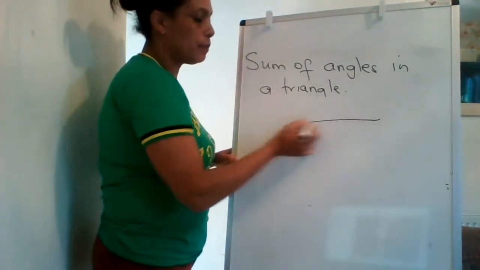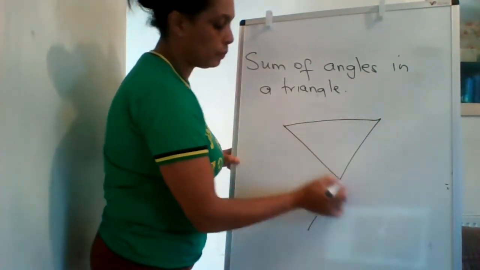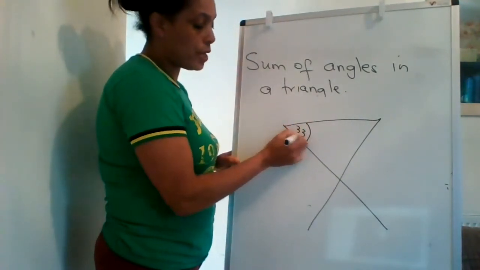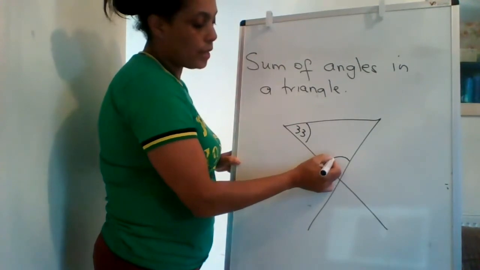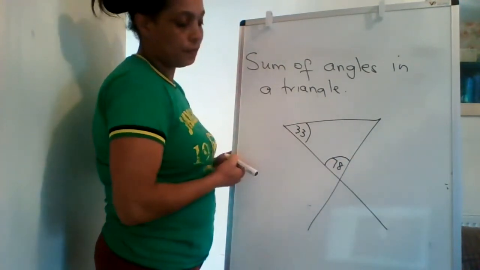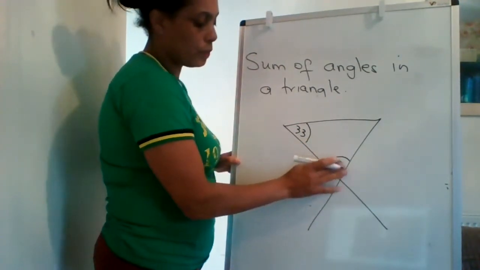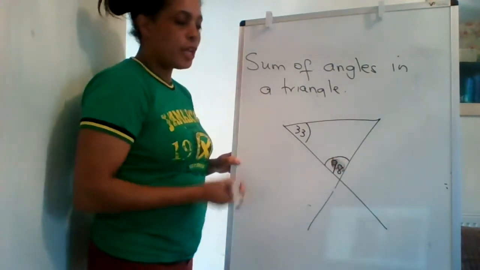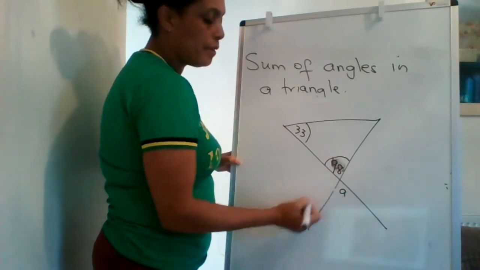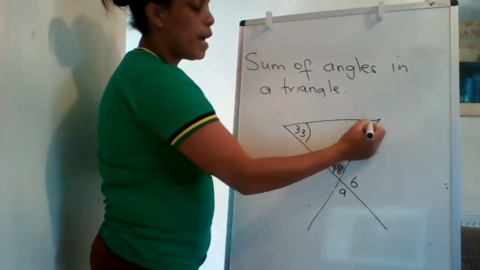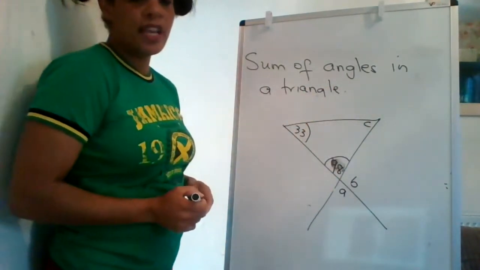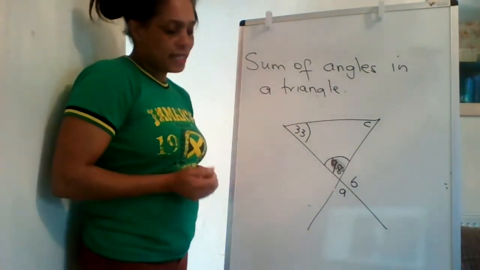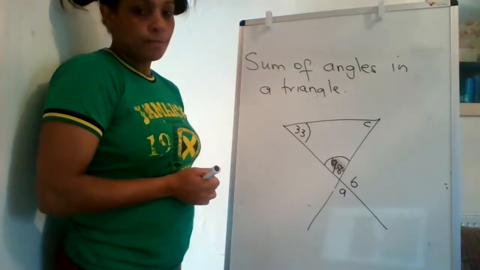Let's look at one that looks like that. Let's call that 33. Let's call that 78. Let's make it a little bit bigger. Let's call it 98. Now I want you to find A, I want you to find B, and I want you to find C. How are you going to find A, B, and C? Let's look.